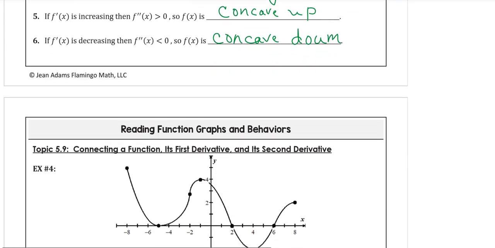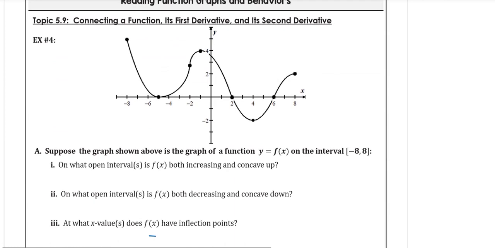Okay, next example. We are going to connect the first and second derivative to the original function based on a picture. So for example 4, we have 3 parts to it. Part A is we're going to assume this picture is the function. Part B, we're going to assume it's the derivative. And for part C, we're going to assume it's the second derivative and answer these questions about it. Okay, so looking at the graph of the function, our first question asks, on what open intervals is f of x both increasing and concave up?